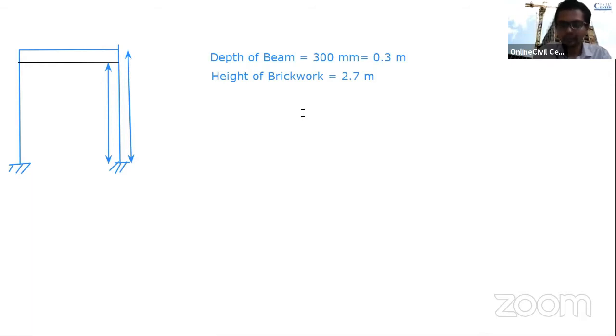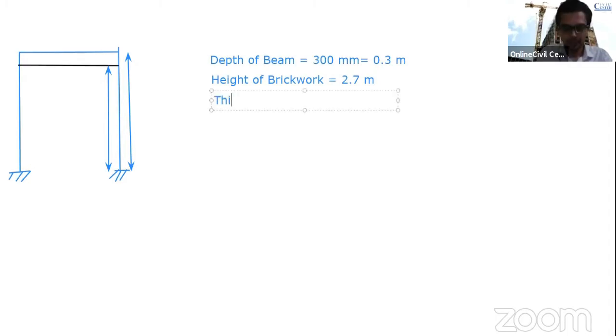Usually 9-inch bricks are used. For the thickness of the bricks, if we take 1 inch as roughly 25 mm, then 9 inch will be 0.225 meters. So the thickness of brickwork can be assumed as 0.225 meters for a 9-inch brick.